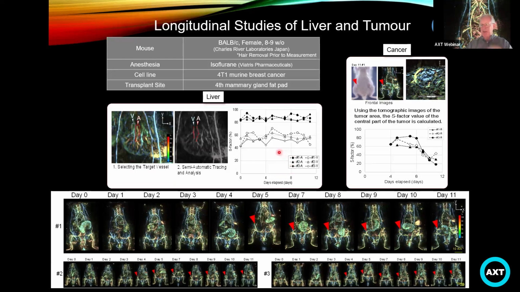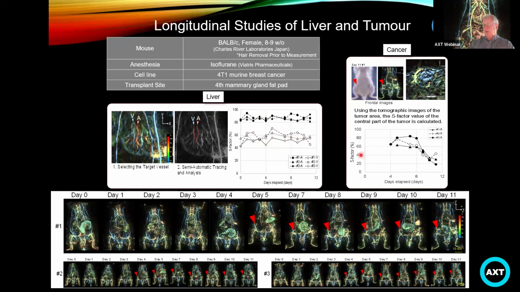Now, looking at this data, we've looked at two things. One is looking at the saturation of veins and arteries in the liver of all three animals. And you can see that there's a pretty consistent S factor, so saturation factor, from both the veins and the arteries over an 11-day period of time.